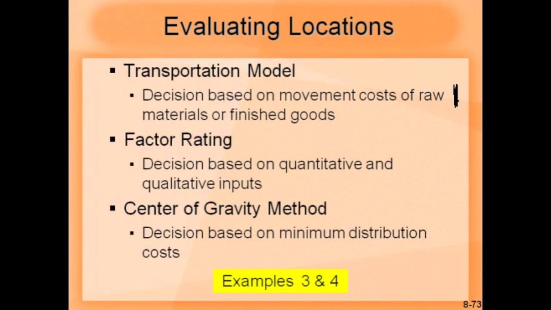Now factor rating is a very straightforward and simple method. It is a decision based on quantitative and qualitative inputs. Basically, these inputs are sometimes weights or ratings which people provide based on their judgment. And then we take a weighted average to find out which location has the best score.